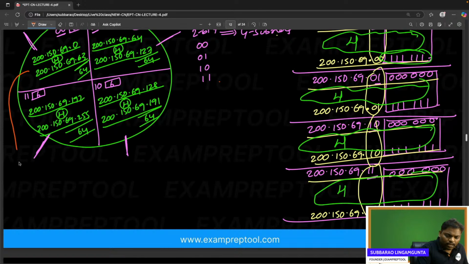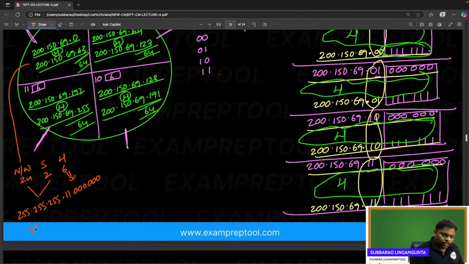See this one. In this area, if you observe, network part is 24 bits, subnet part 2 bits, host part 6 bits. So, the subnet mask means network part and subnet part are all ones. So it is going to be 255.255.255, and because subnet part is 2 bits, double one, remaining all zeros. So it is 192. This is the subnet mask.